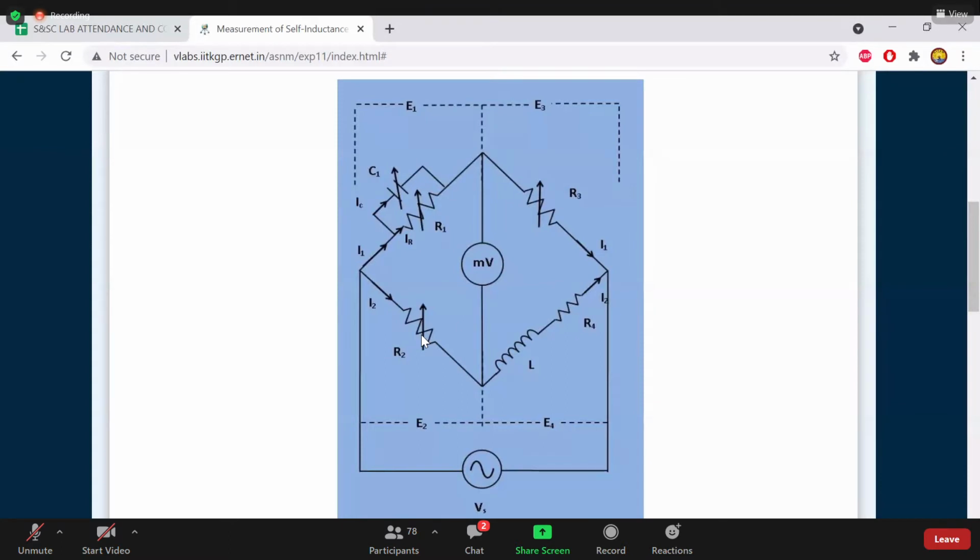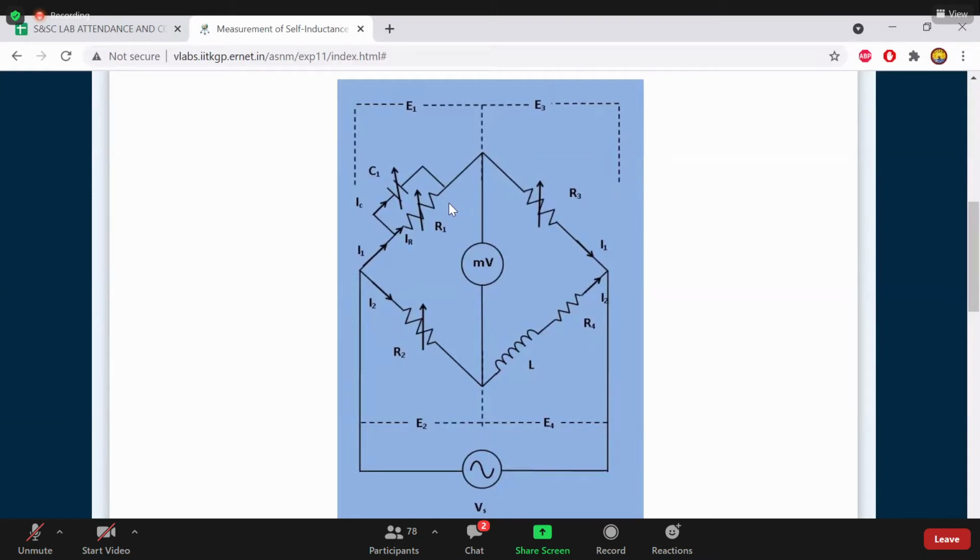Students, here we are using Maxwell's bridge, and this is the unknown inductor, and MV is our voltmeter. This voltmeter can measure only millivolts, and we are using 4 arms. The unknown inductor is connected in the 4th arm. At 2 corners, we have to supply input, so we are using an AC supply here, and we are collecting output from the remaining 2 arms, and we are measuring voltage.